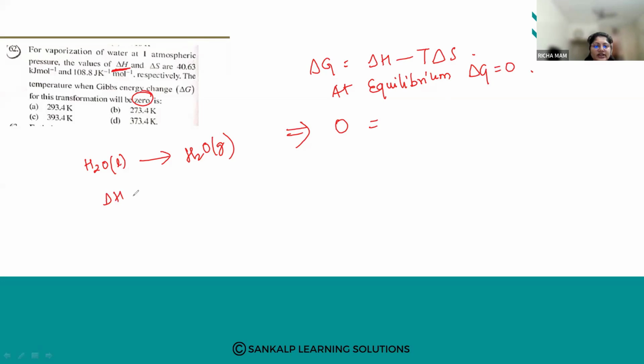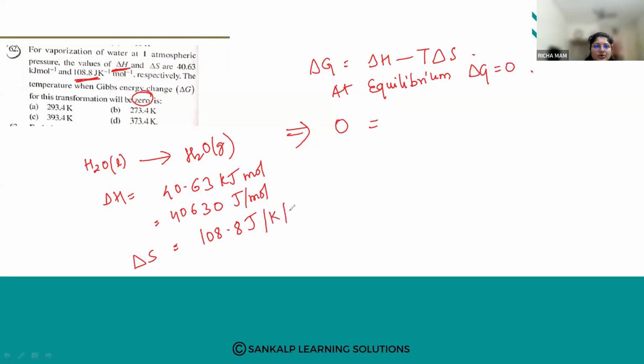So what all is given? Let us write first. Delta H is 40.63 kilojoules per mole. If we convert into joules, it will be 40630 joule per mole. Then delta S, because your delta S is in joules, is 108.8 joule per Kelvin per mole.